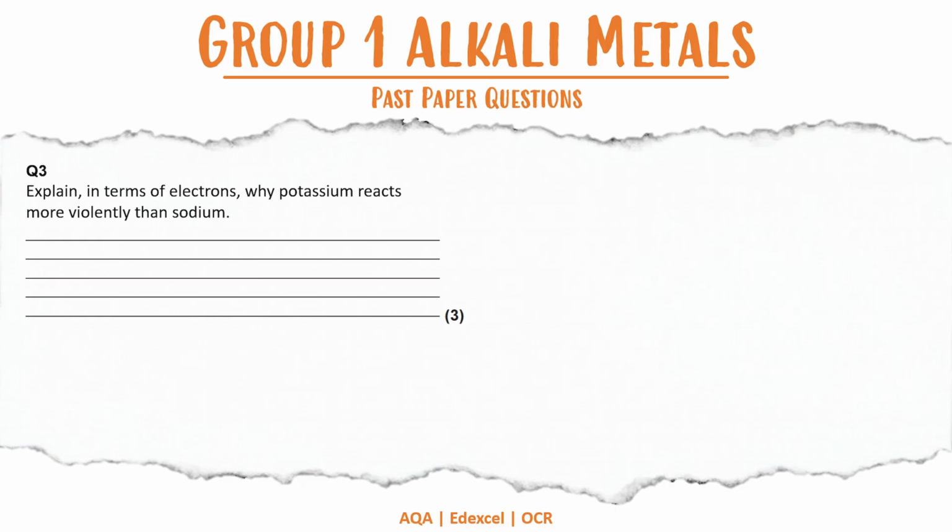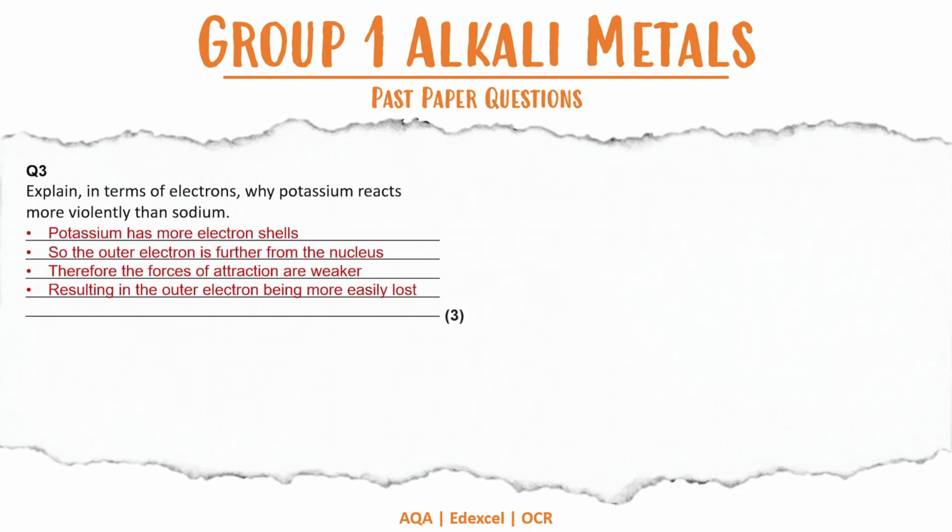Here's the answer to this question. Now remember, as we go down the group, they gain more electron shells, which means the outer electron becomes further from the nucleus. Therefore, weaker attractions between the positive nucleus and the negative electron, resulting in the outer electron being more easily lost. And if it loses the electron easier, it's going to become more reactive.